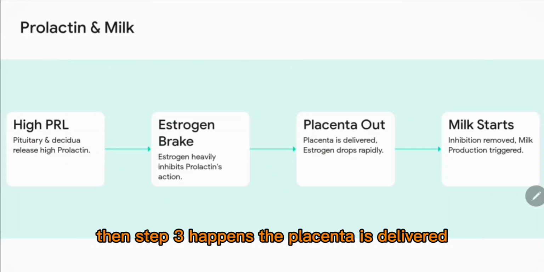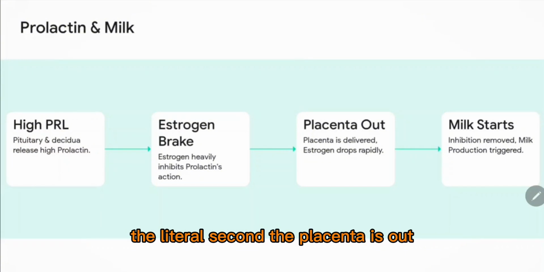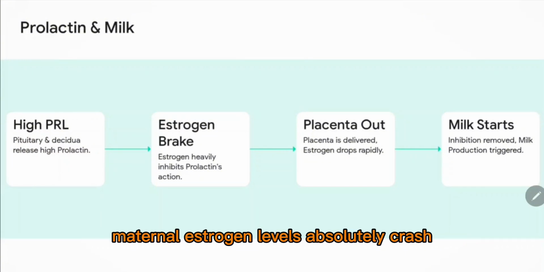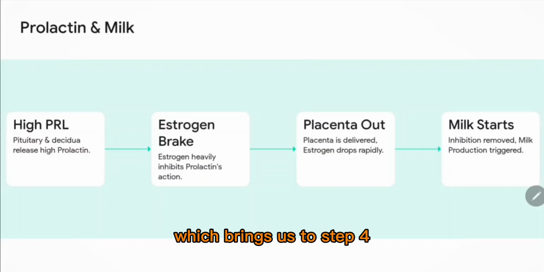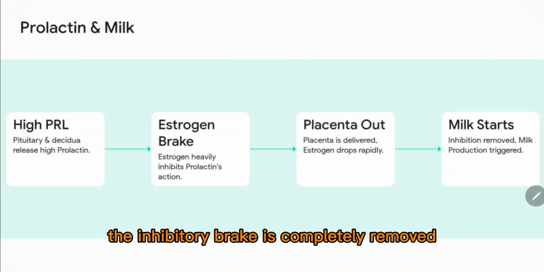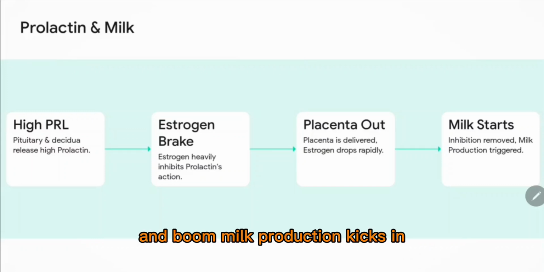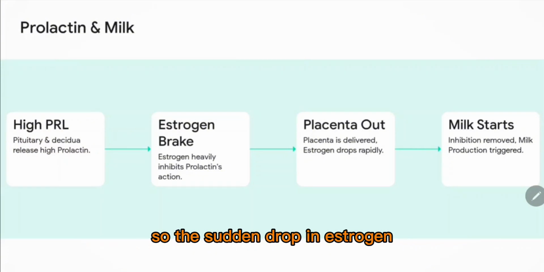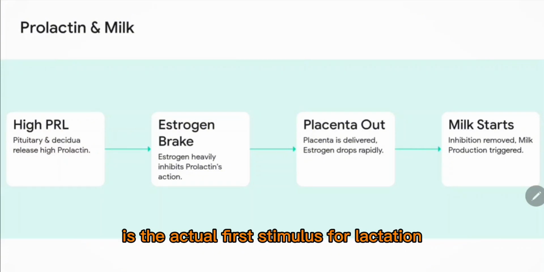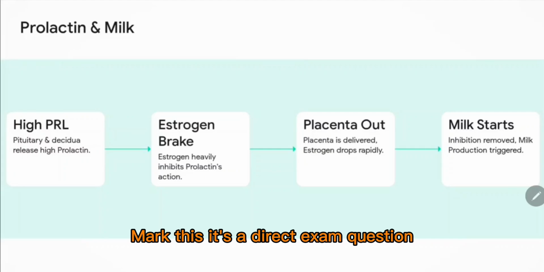Then step 3 happens. The placenta is delivered. The literal second the placenta is out, maternal estrogen levels absolutely crash. Which brings us to step 4. The inhibitory brake is completely removed and boom, milk production kicks in. So the sudden drop in estrogen is the actual first stimulus for lactation. Mark this, it's a direct exam question.